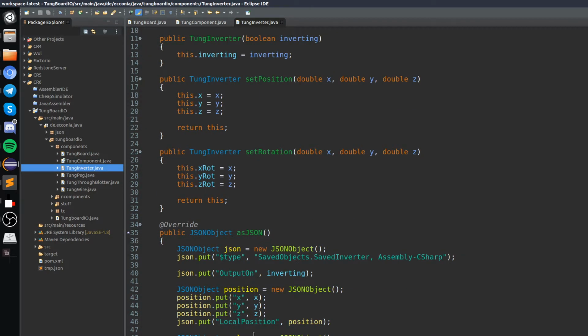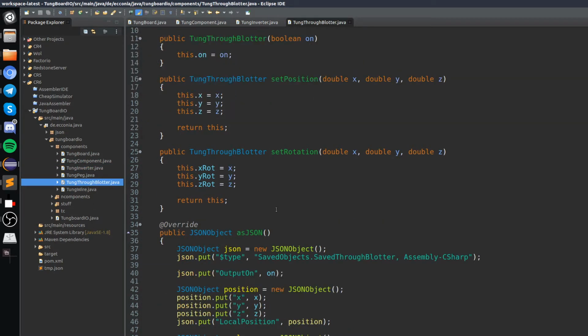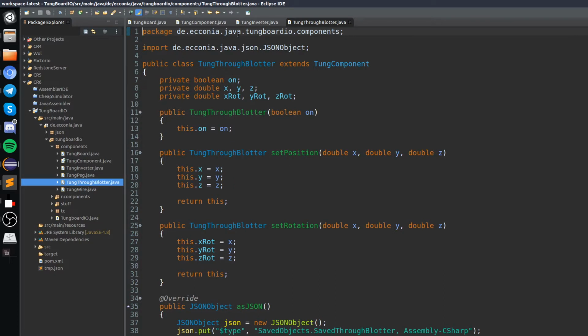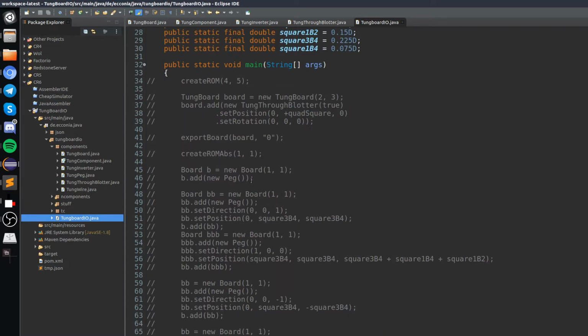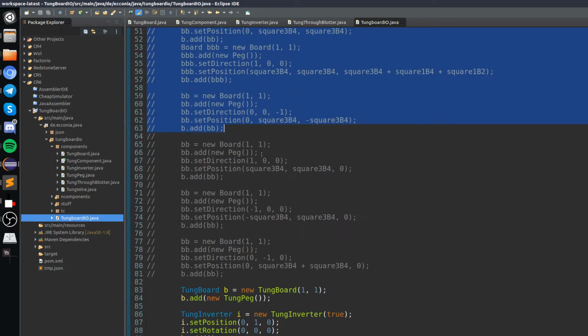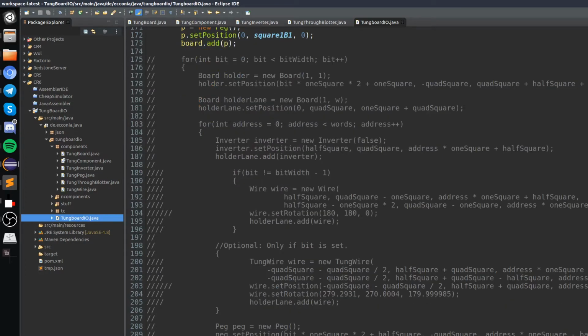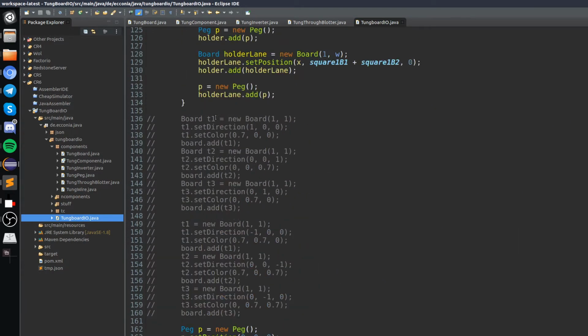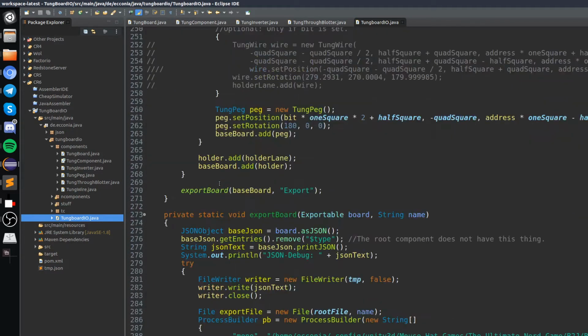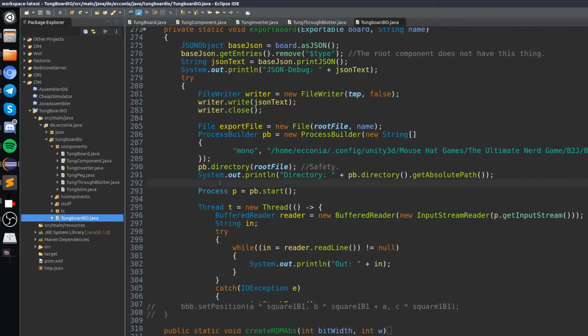I got an inverter, so that's that, and I got a through blotter, so that's just simple. I know the data, I know how to print the data as JSON classes. Pretty easy. And I try to use them here, and, well, this is hell. I don't know. Don't mind this. This is old code. This is all old code. Close this.